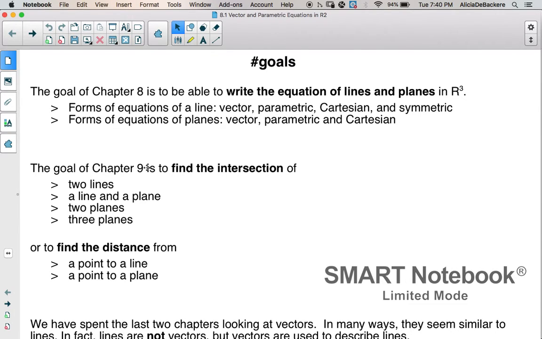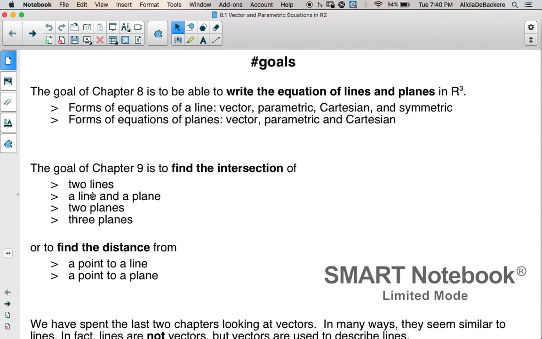For Chapter 9, the goal is to actually be able to talk about the intersection of these things. So how do 2 lines intersect in 3 space? And you'll remember that we did the intersection of 2 lines in grade 10 when we talked about solving a system of equations using substitution or elimination. So now we're trying to find the intersection point in 3 space.